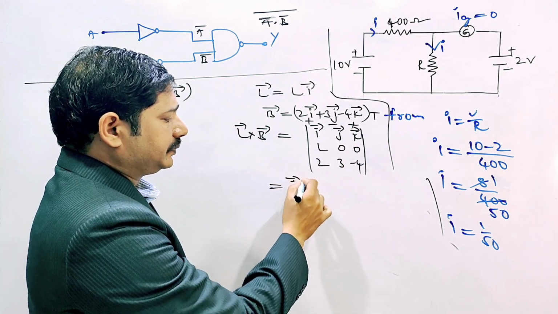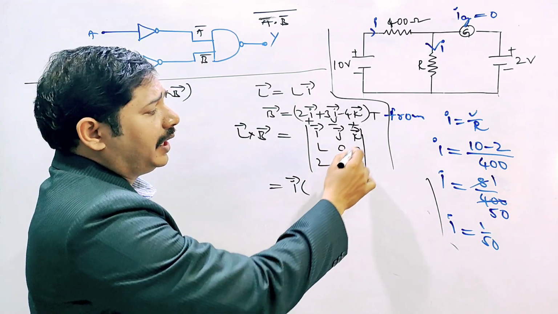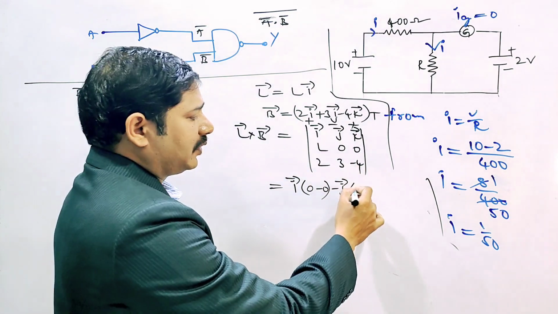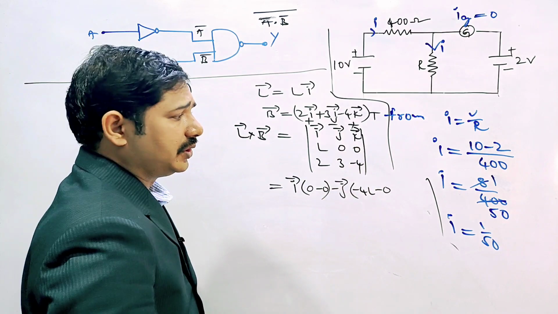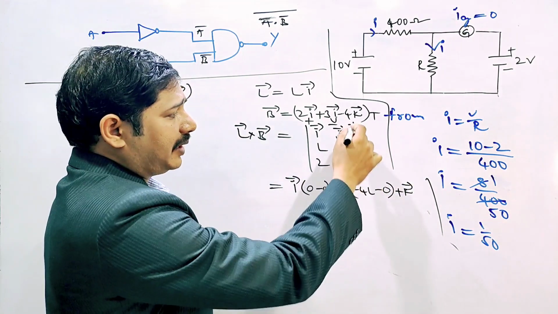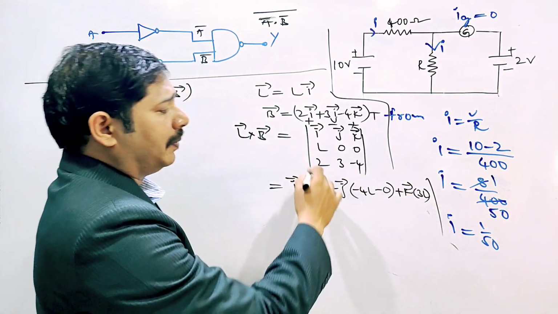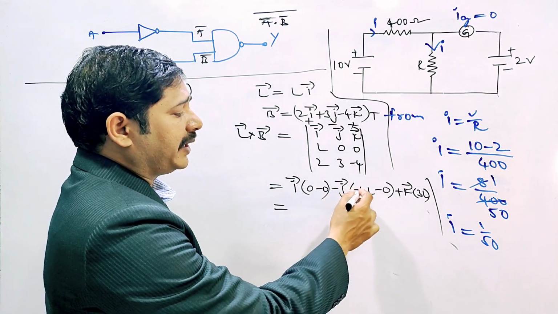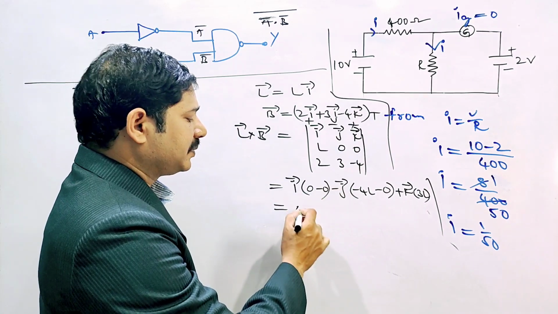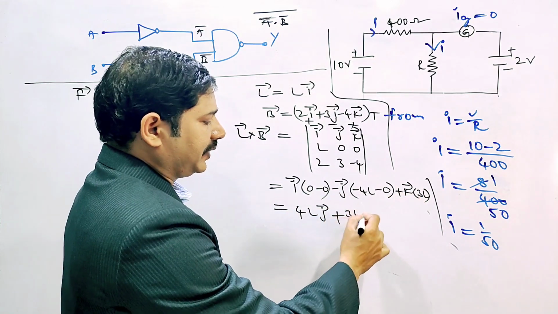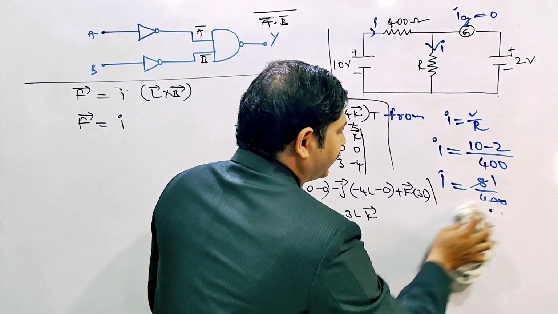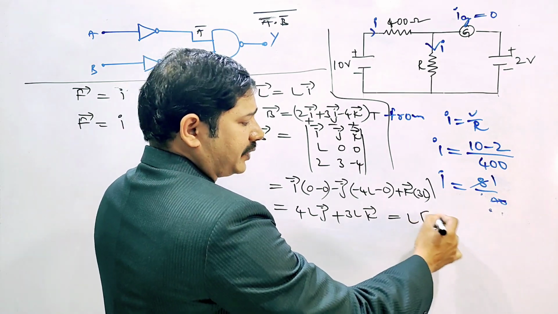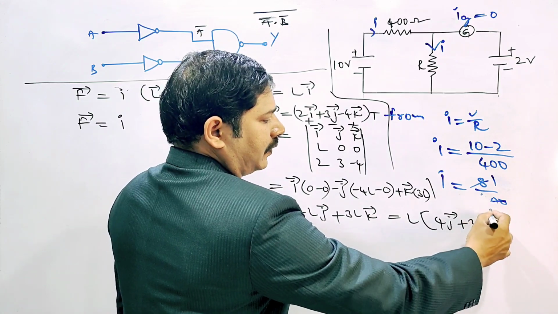Expanding: the i bar component is 0 times minus 4 minus 0 times 3, which is 0. Minus j bar into L times minus 4 minus 2 into 0, which is minus 4L, so minus into minus gives plus 4L j bar. Plus k bar into L times 3 minus 2 into 0, which is 3L. So L bar cross B bar is 4L j bar plus 3L k bar. Taking L common, it is L times 4j bar plus 3k bar.